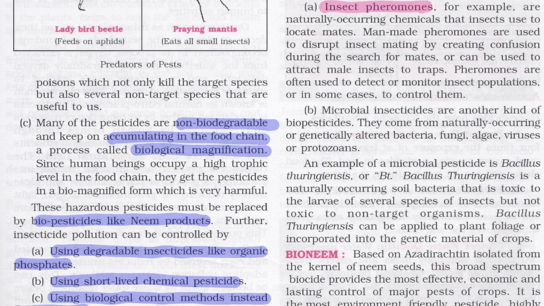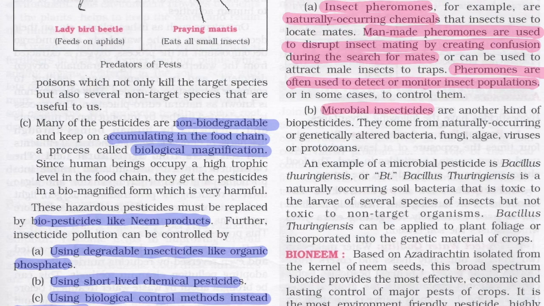Insect pheromones are an example of naturally occurring chemicals that insects use to locate mates. Man-made pheromones are used to disrupt insect mating by creating confusion during the search for mates, or they can also be used to attract male insects to a trap. Pheromones are often used to detect or monitor insect populations and in some cases to control them.